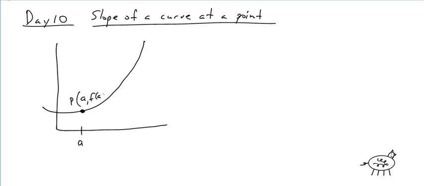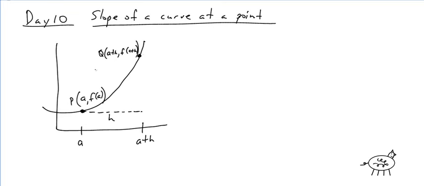Okay, then we're going to pick this point right here, and this is going to be Q. Let's call this A plus H. So this distance here is going to be H, and so we're going to call this A plus H, right? That's our x value, comma, f of A plus H.